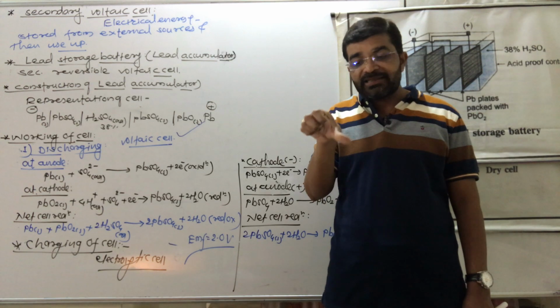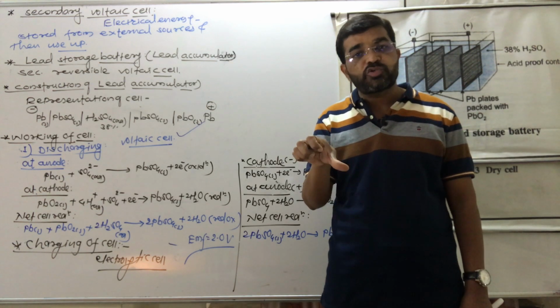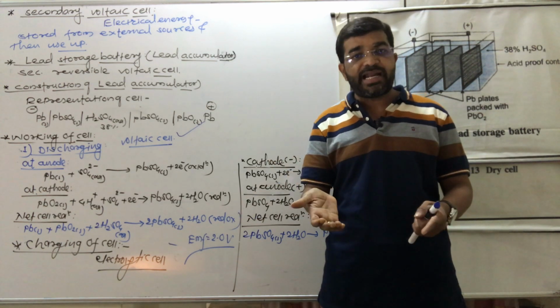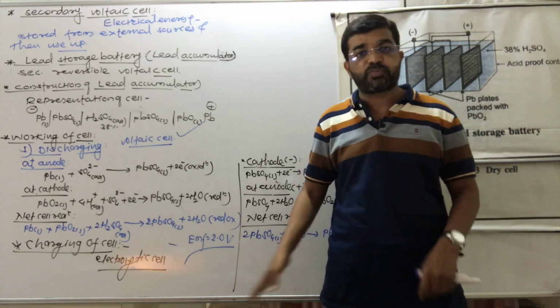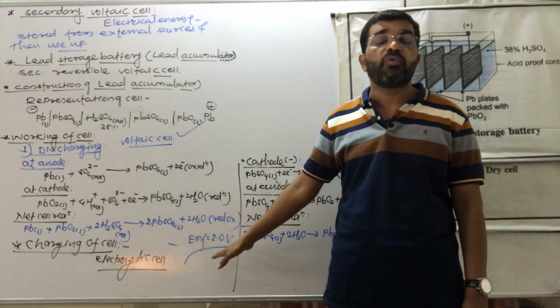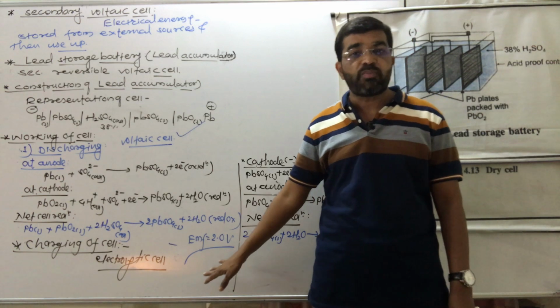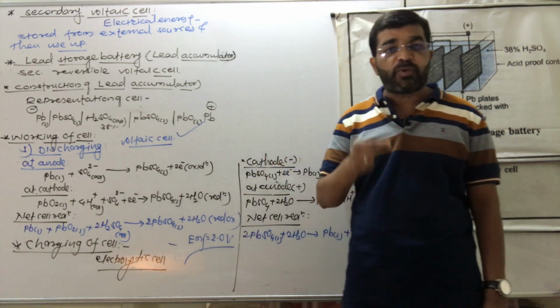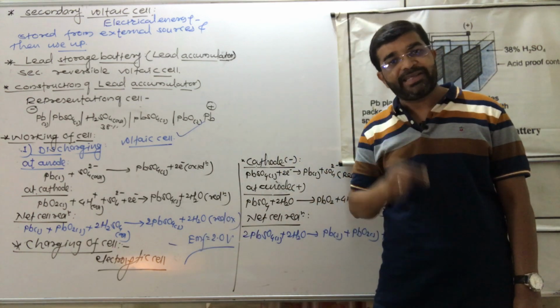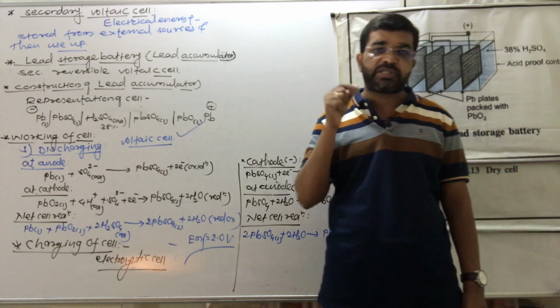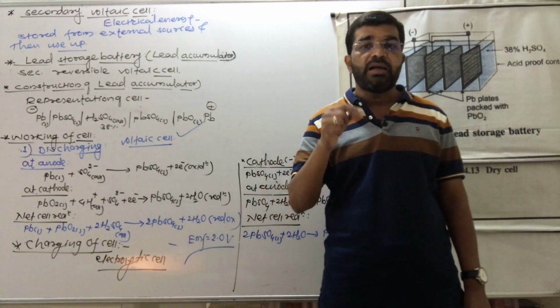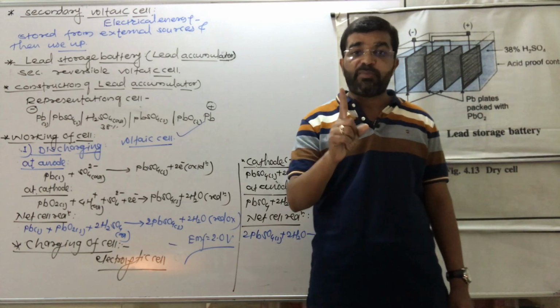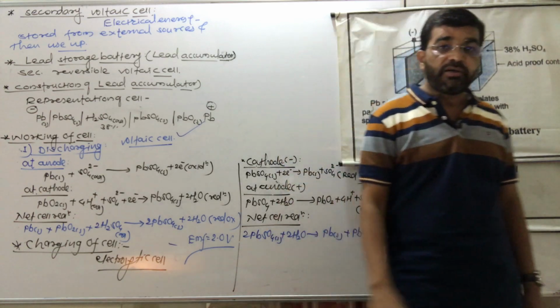While starting the automobile, this cell behaves as a voltaic cell, and once the automobile starts, its charging takes place, it will behave as an electrolytic cell. So this is about the different types of cells which are used in our daily life. After this, one type of cell we have to study is the fuel cell, and one type of fuel cell we will study in detail later.